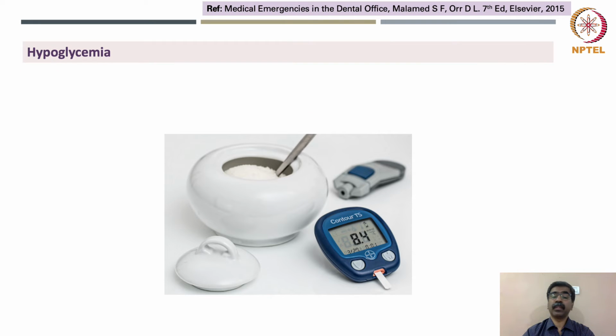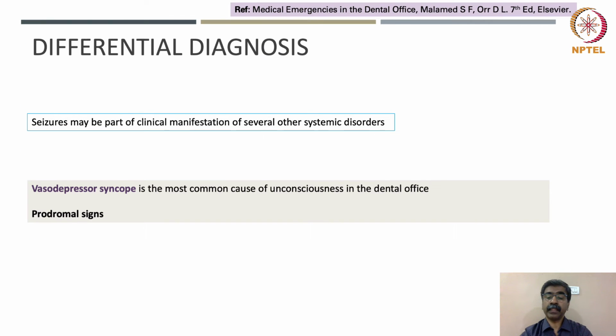The prodromal signs exhibited by patients suffering from vasodepressor syncope are lightheadedness, nausea or vomiting, and diaphoresis before losing consciousness, whereas epileptic patients do not exhibit such signs. The duration of unconsciousness in cases of vasodepressor syncope normally is quite brief, and recovery begins once the blood flow to the brain increases.